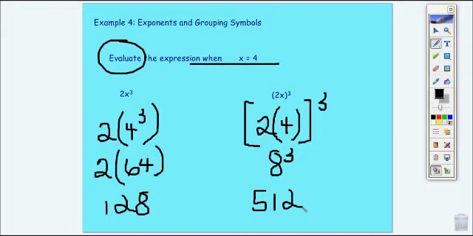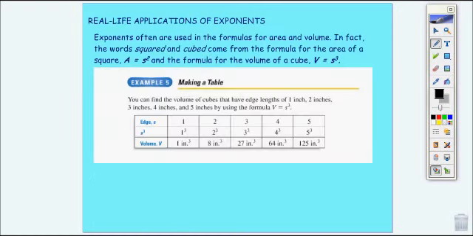So you see the difference between the grouping symbols and how it can change your value or your answer. So we always do a real life application. Exponents are often used in formulas for area and volume. In fact, the words squared and cubed come from the formula for the area of a square, which is when you multiply one side by another side, or side squared. And the formula for volume is side cubed, because it's three-dimensional, you have length times width times height.